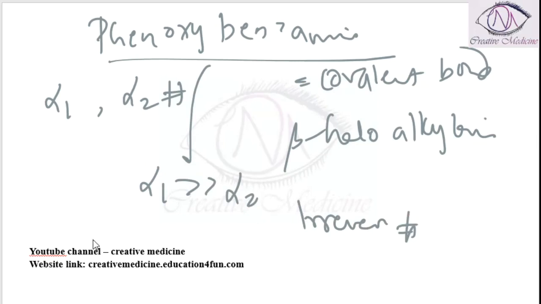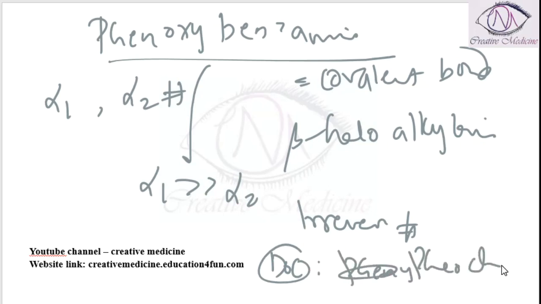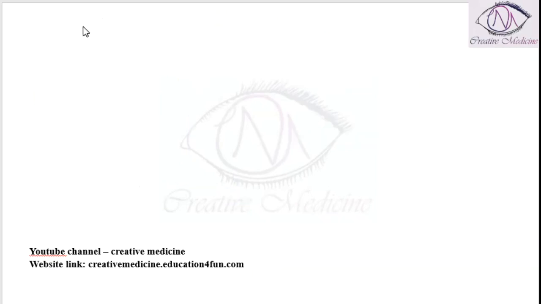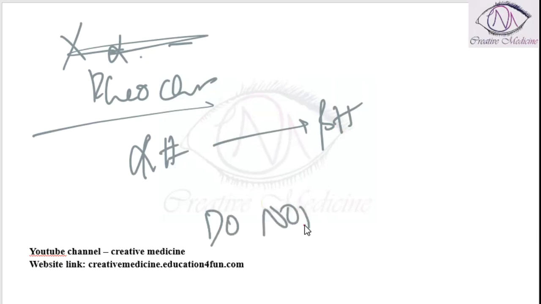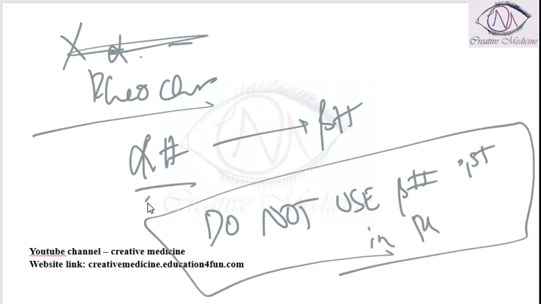The drug of choice for phenoxybenzamine is actually pheochromocytoma. Phenoxybenzamine is used in pheochromocytoma. Sorry, if there is a pheochromocytoma which is untreated, first we use alpha blockers followed by beta blockers. Do not use beta blockers first in pheochromocytoma which is untreated. Always you should block with alpha blockers and then block with the beta blockers.